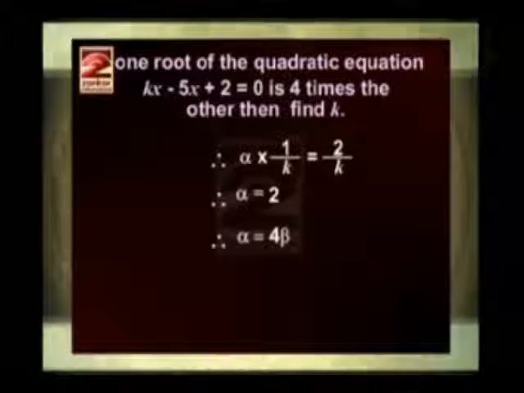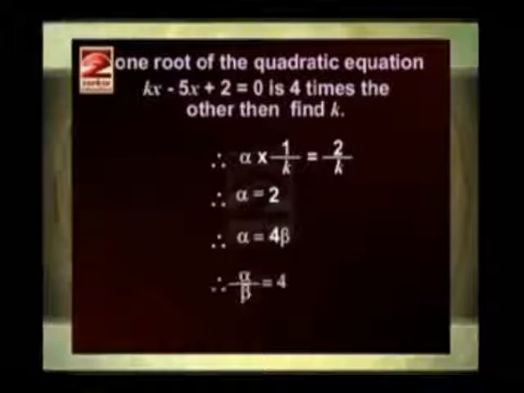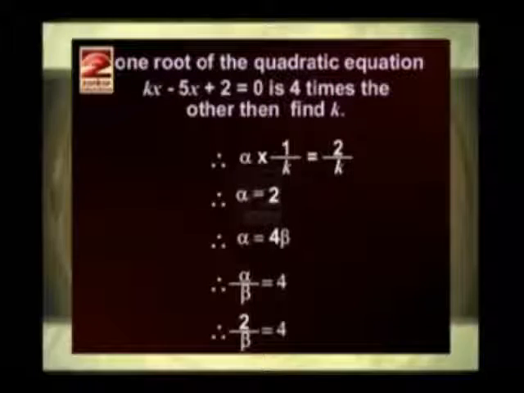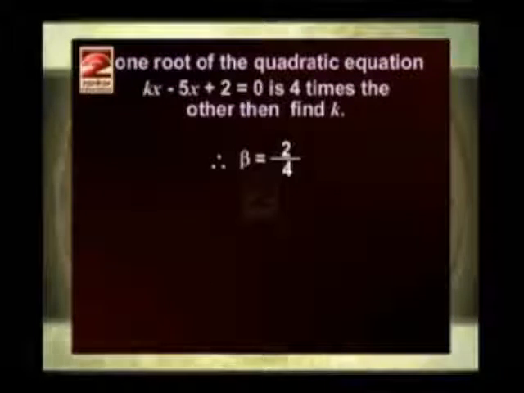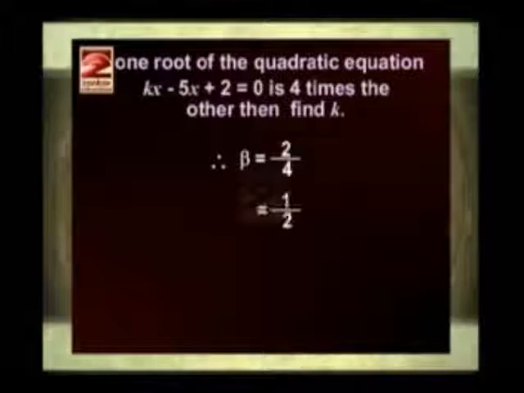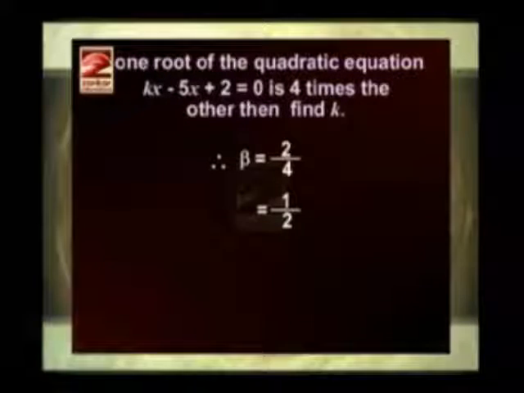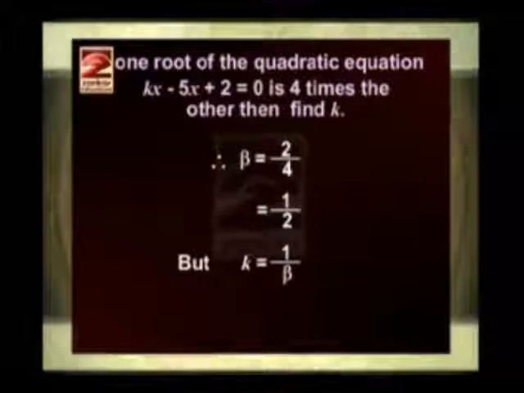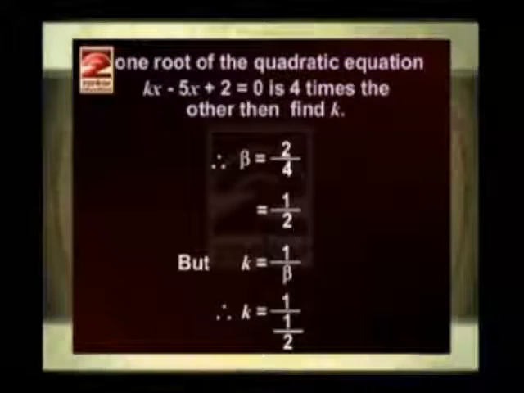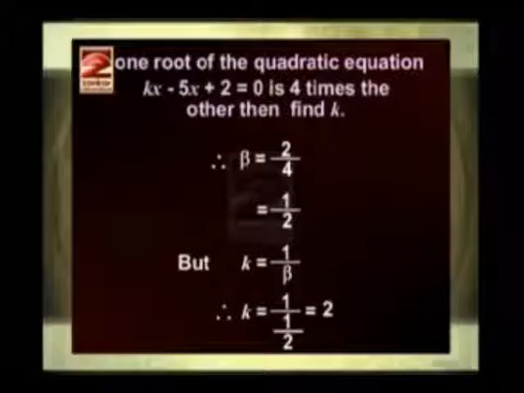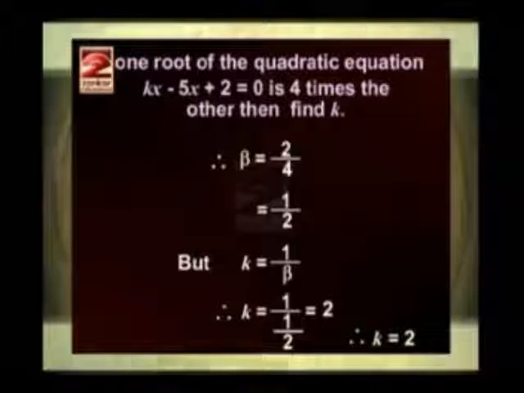Now, alpha is equal to 4 beta. Therefore, alpha upon beta is equal to 4. Therefore, 2 upon beta is equal to 4. Therefore, beta is equal to 2 upon 4, that is equal to 1 upon 2. But k is equal to 1 upon beta, therefore k is equal to 1 upon 1 upon 2, that is equal to 2. Therefore k is equal to 2.